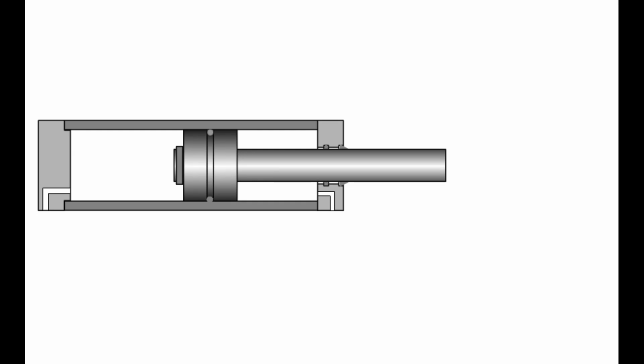The cylinder is connected to the hydraulic system via ports located at the cylinder cap and the cylinder head. These ports are generally designated as A and B, with port A located on the cap side and port B on the rod side.